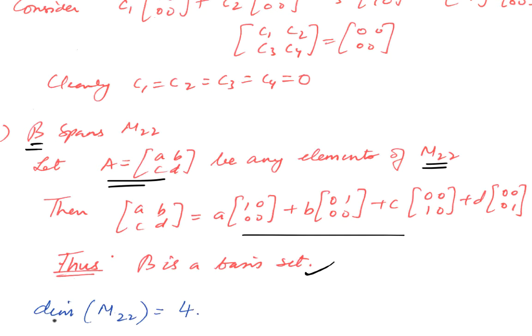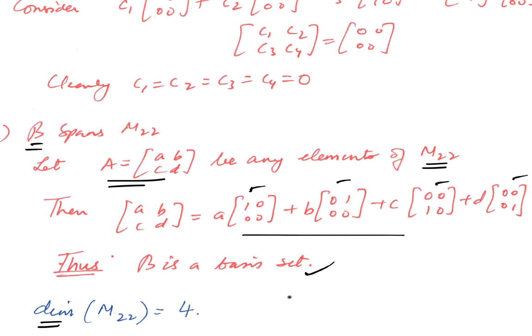Now remember, we talked about dimensions. The dimension of the vector space M22, the 2 by 2 matrices, is 4, because how many elements are there in this basis set? 1, 2, 3, and 4. So the number of basis elements is 4, and hence the dimension of this vector space is 4.